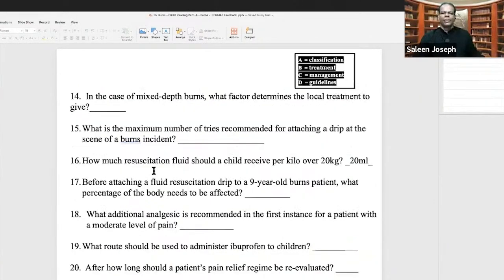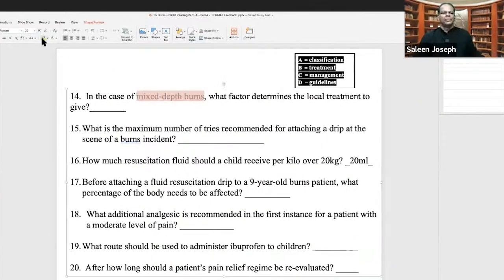Again, management. Now coming to 14. In the case of mixed depth burns, again, A. What is the maximum number of tries recommended for attaching a drip at the scene of a burns incident? Treatment. How much resuscitation fluid should a child receive per kilo over 20 kg? Again, treatment. 20 kg is the number here in the question. We'll see some numbers in the text.